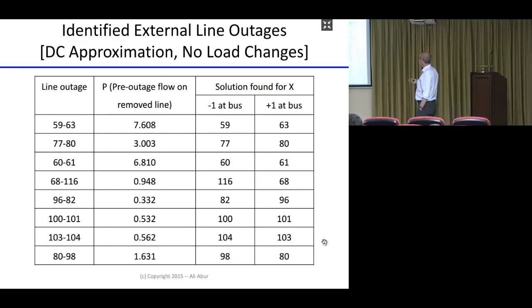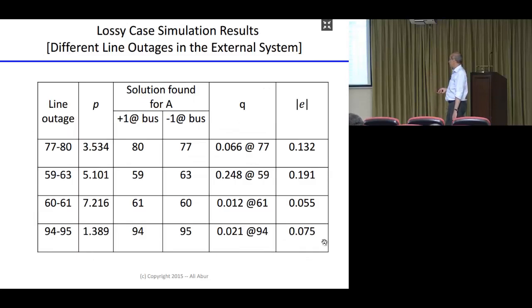So if you apply this and use the DC approximate model with no load changes, we get results here, which is just a verification that it's actually working. These are the outage lines, and then it finds this plus and minus 1 points at the terminals of these lines for each case. And this shows the pre-outage flow on the removed line, to show that there are small flows, large flows, in these different cases here. But in this case, we are assuming that the load is not changing at all. So from one instant to the next, when you are looking at these changes, you assume that injections are fixed completely, which is not realistic because the system is moving along as you do these things. And also, of course, this is the DC approximation.